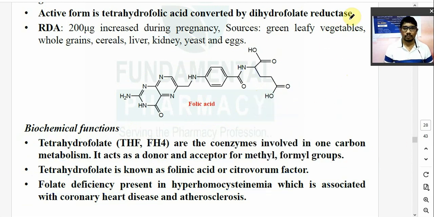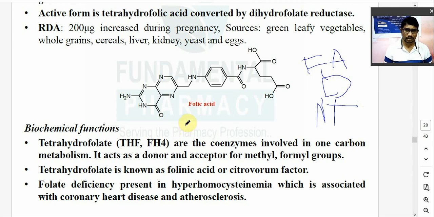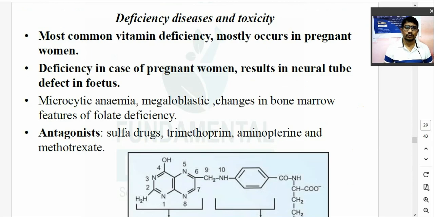If a woman is pregnant, she is given an iron plus folic acid tablet. Why? Because deficiency of folic acid in the pregnant woman may lead to neural tube defect. The spinal cord will not form properly. Deficiency of folic acid in the pregnant woman leads to neural tube defect. Am I audible?